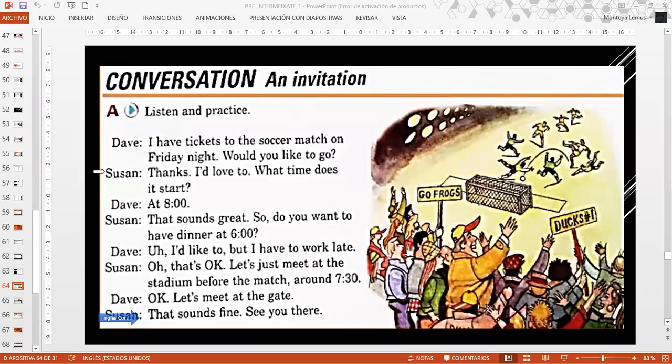I have tickets to the soccer match on Friday night. Would you like to go? Thanks. I'd love to. At 8 o'clock. That sounds great. Do you want to have dinner at six o'clock? Oh, I'd like to, but I have to work late. Okay, let's meet at the gate. That's fine. See you there. Okay, good. Now you are Dave and I am Susan. You begin. 1, 2, 3.